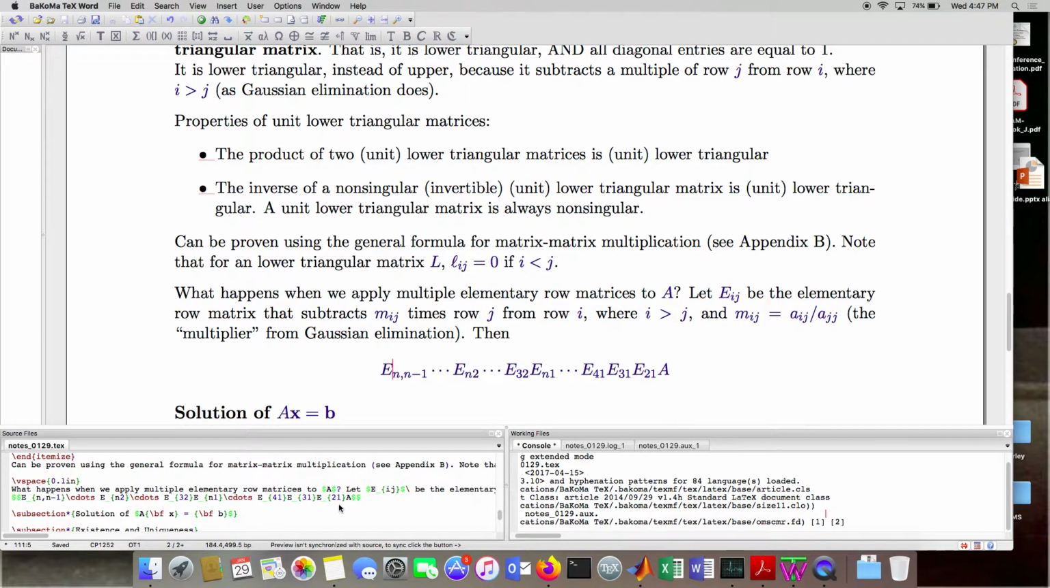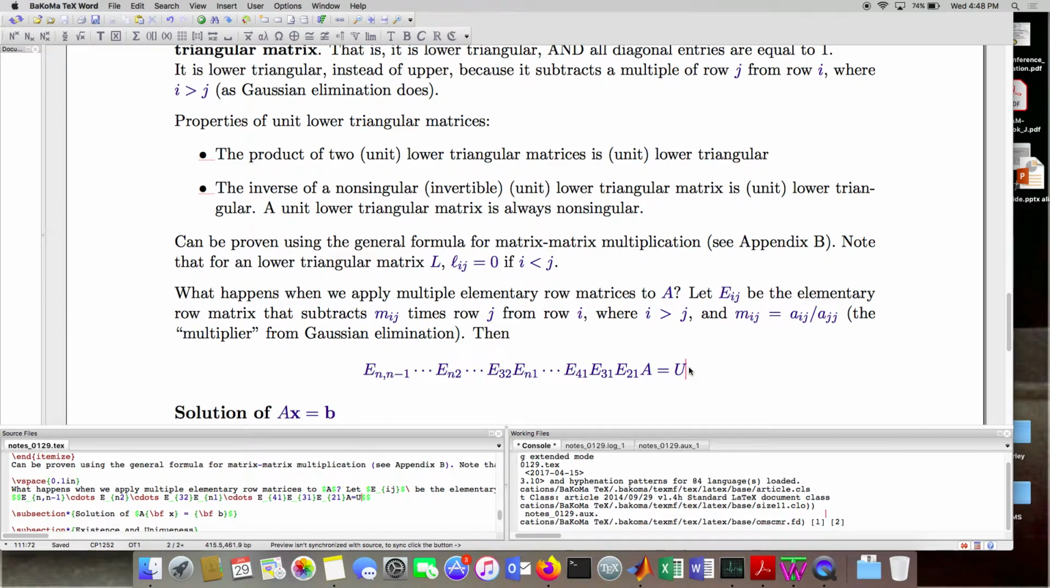Now, once that has been done, Gaussian elimination is finished, and we've reduced A to upper triangular form, which I'll call U. So in terms of matrix products, this is what happened. This is what we actually computed. We started with A, piled on all these row operations, these elementary row matrices on the left, and this turned out to be the result.